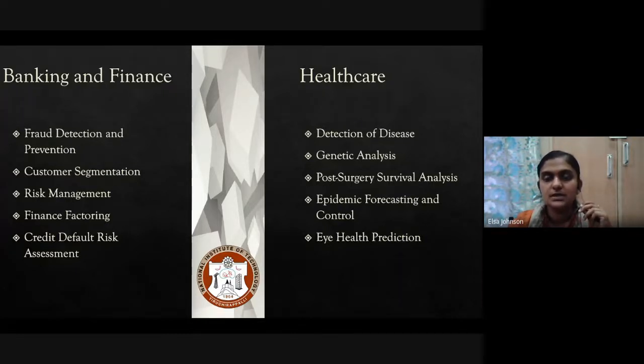Then another thing is post-surgery survival analysis. When you have had a surgery, some analysis would be done after that, and depending on that, you'll find out whether you have a chance of survival. This is based on previous operations as well. Another thing is epidemic forecasting and control, which is what is done now, and eye health prediction.